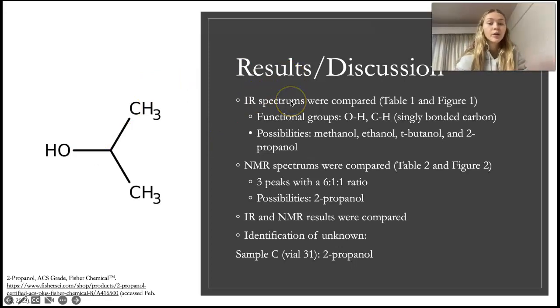So again, the IRs were compared, table 1 and figure 1, for OH and CH. The possibilities that I found were methanol, ethanol, 2-butanol, and 2-propanol. This was too broad of possibilities, so I needed to compare to my NMR in order to narrow it down. So the 3 peaks with a 6 to 1 to 1 ratio, the only compound that contained that strict 3 peaks with 6 to 1 to 1 was 2-propanol, which was also a choice in my IR. So therefore, I knew that the resulting compound was 2-propanol.